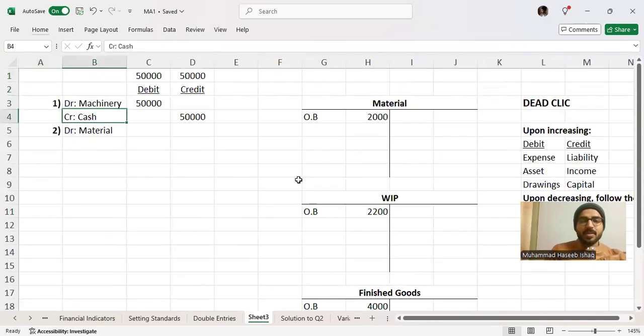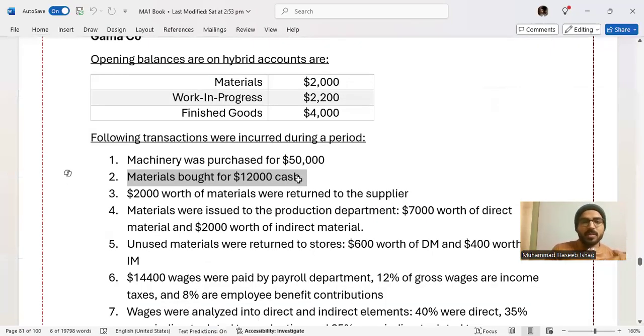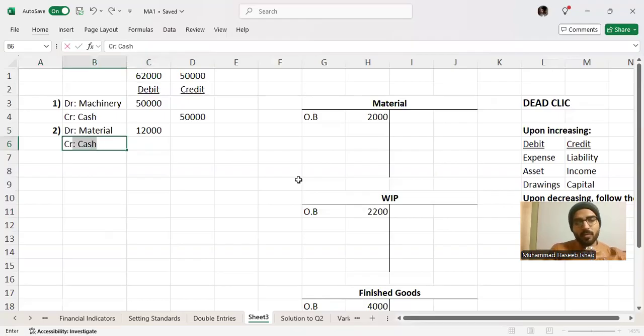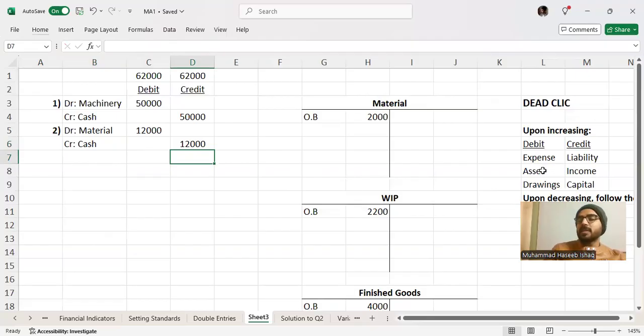So in this transaction, material is our asset or our expense, you can say. It is increasing, so obviously, whenever an expense increases, we debit the expense account. So we are debiting it by what amount? 12,000. In this transaction, of course, your cash has been decreased because you purchased it on cash. Cash, which was your asset, has been decreased by $12,000. So why are we crediting it? Because it is decreasing. If the asset was increasing, then we would have debited it.